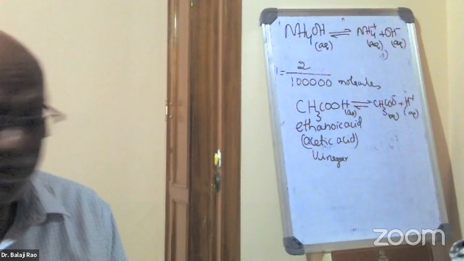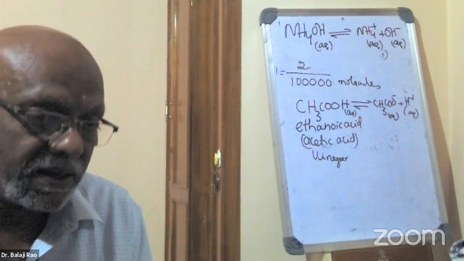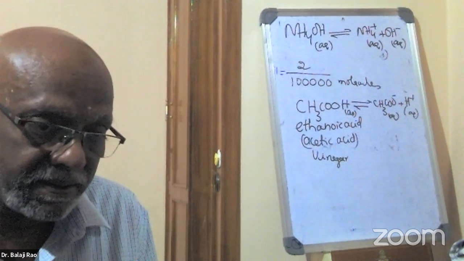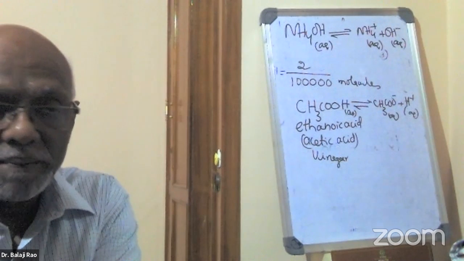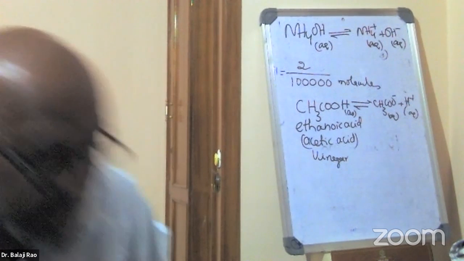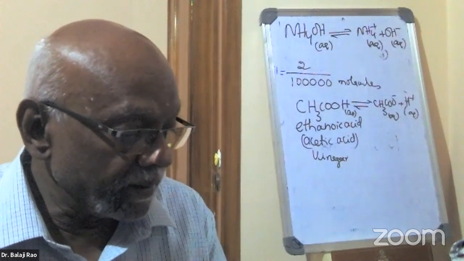Now, what is the importance of pH in our daily life, in our daily activity? How does pH affect the body? The human body, I mentioned to you some time back, works in a pH range of between 7 to 7.8.